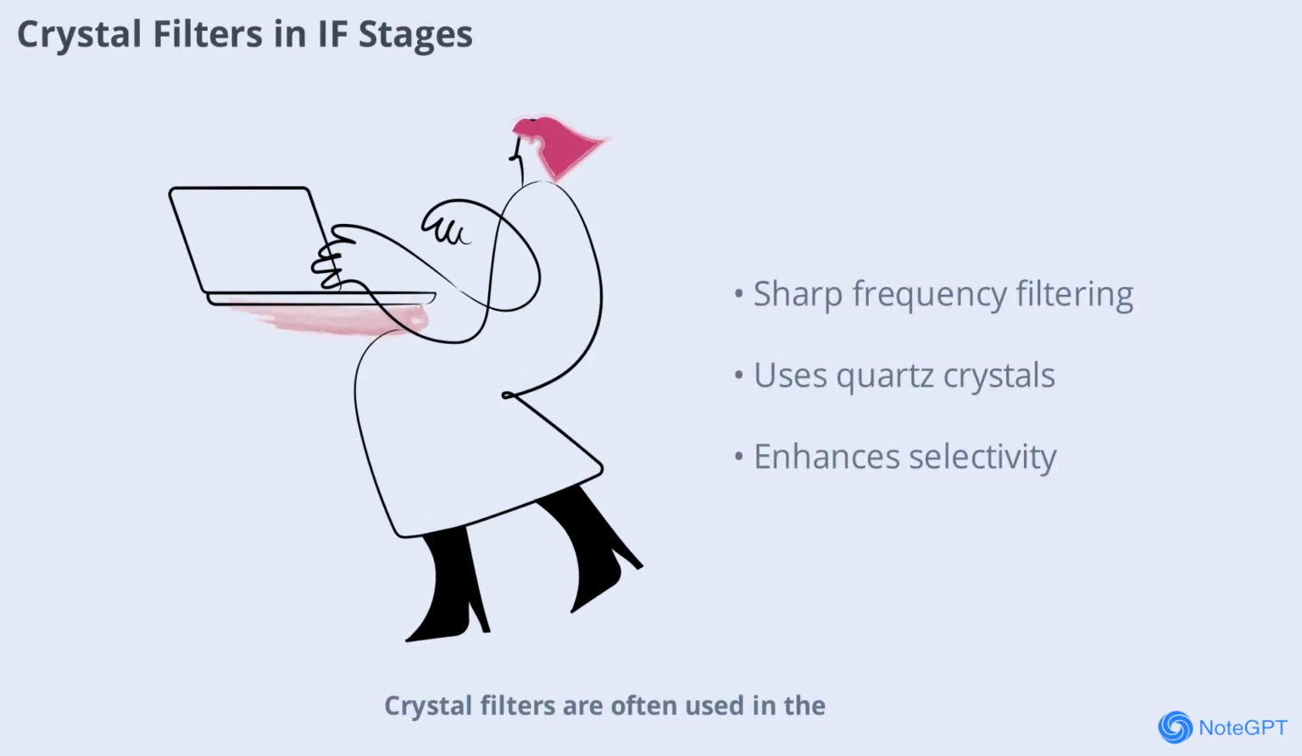Crystal filters are often used in the IF stage to achieve extremely sharp filtering. These filters use the properties of quartz crystals to allow only a narrow band of frequencies to pass, greatly enhancing selectivity and reducing interference from nearby stations.